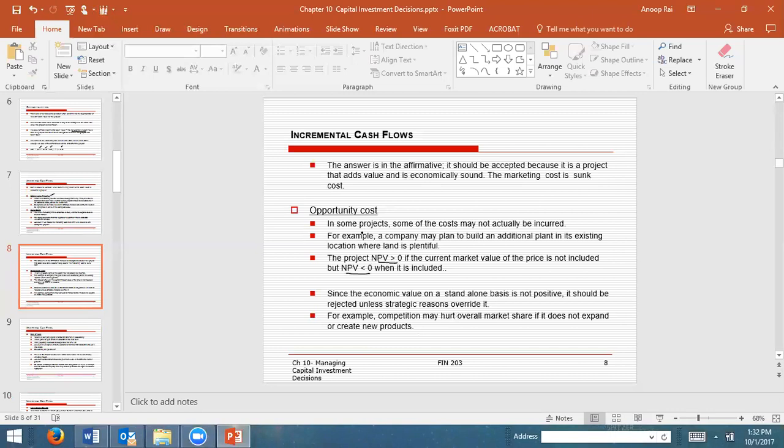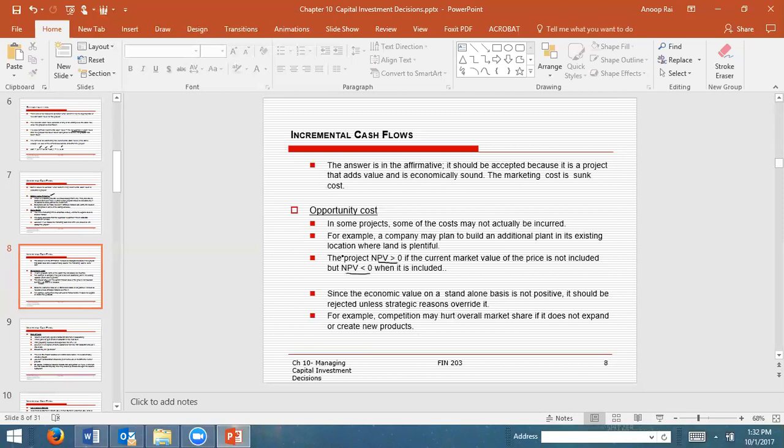And it's the same principle here. On a standalone basis, it obviously doesn't meet the test. What you're saying is that it's only because of the cheap land that it's profitable, not when you include the cost of land. So the answer for that is, unless there are strategic reasons, you should not accept the project. Based on its risk and based on the full cost of the project, it's not acceptable.